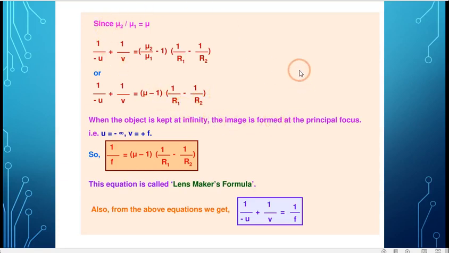Now when the object is kept at infinity, the image is formed at the principal focus. Infinity means the object distance is minus infinity and the image distance is the focal length. So here 1 upon infinity plus 1 upon f is equal to mu minus 1 into bracket 1 upon R1 minus 1 upon R2. So the equation finally becomes 1 upon f is equal to mu minus 1 into bracket 1 upon R1 minus 1 upon R2. This equation is called the Lensmaker's formula. According to this we can say 1 upon minus U plus 1 upon V is equal to 1 upon f, which is the same as for spherical mirrors.